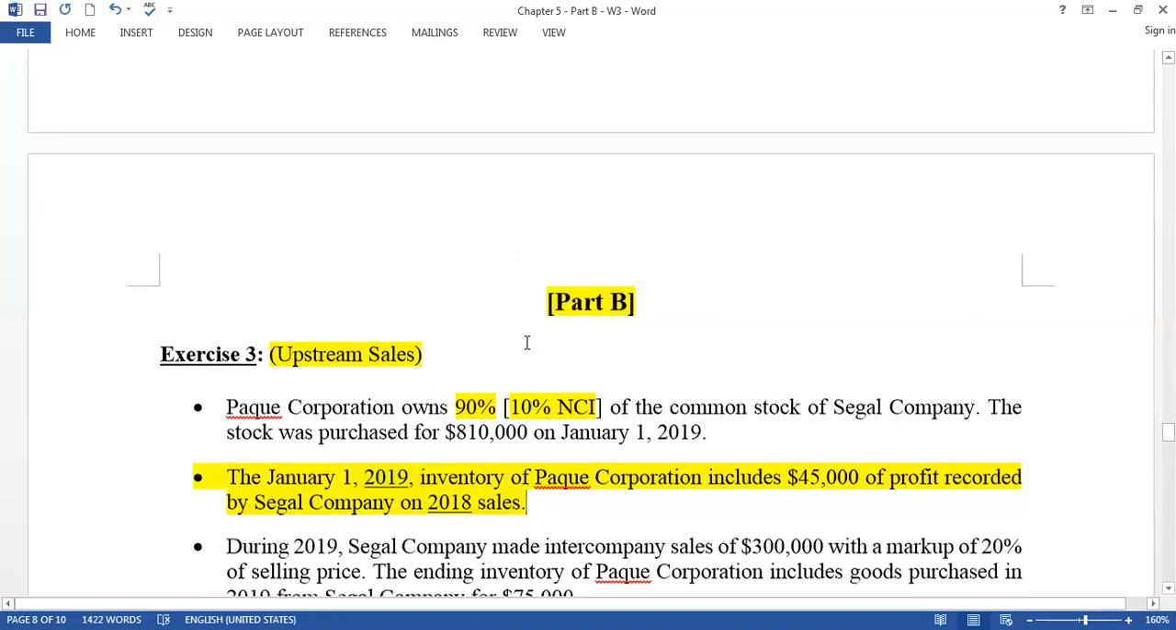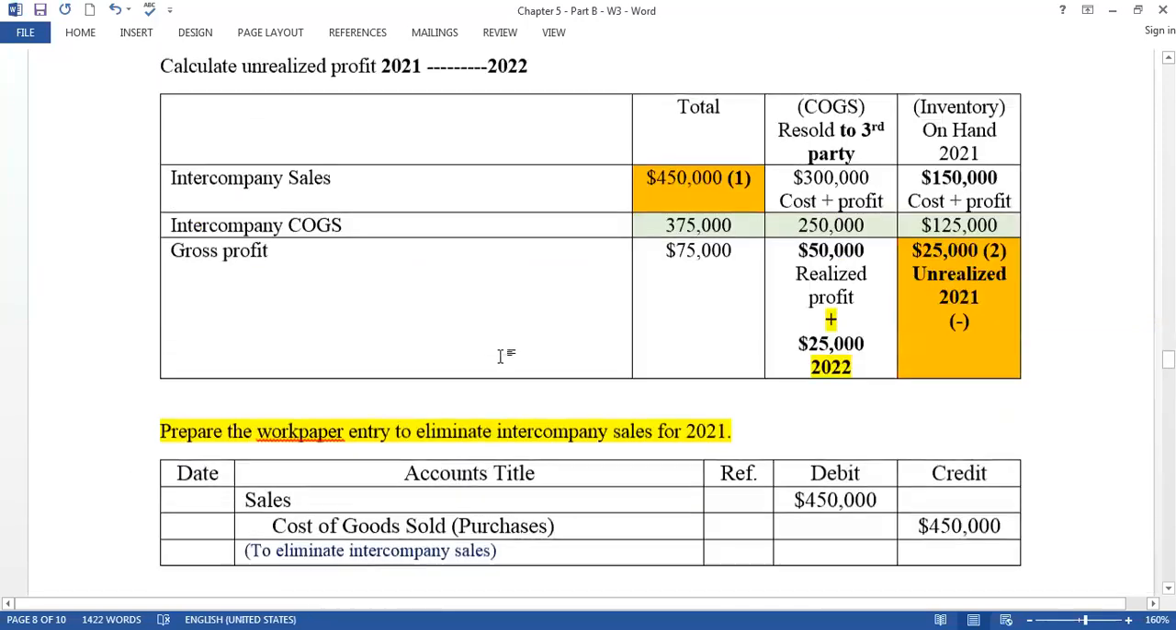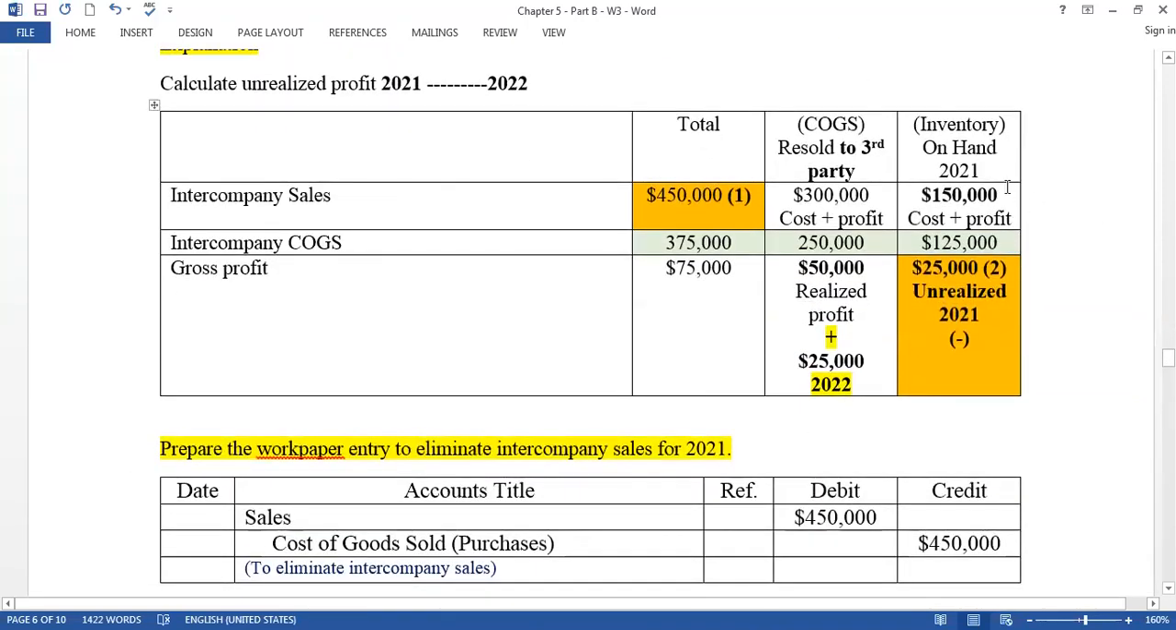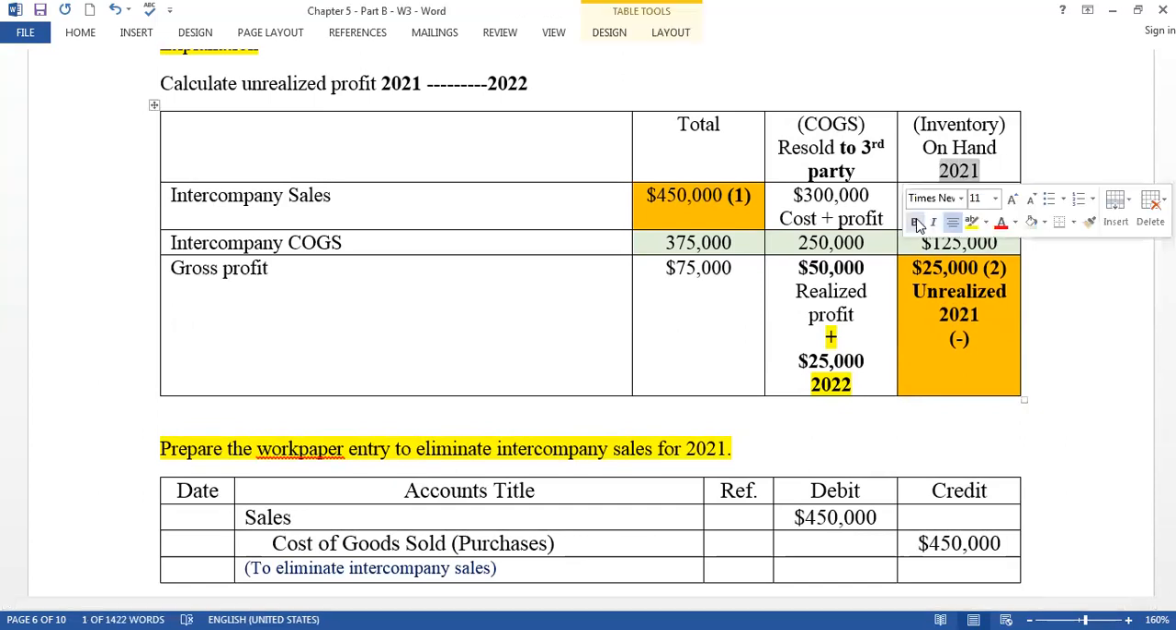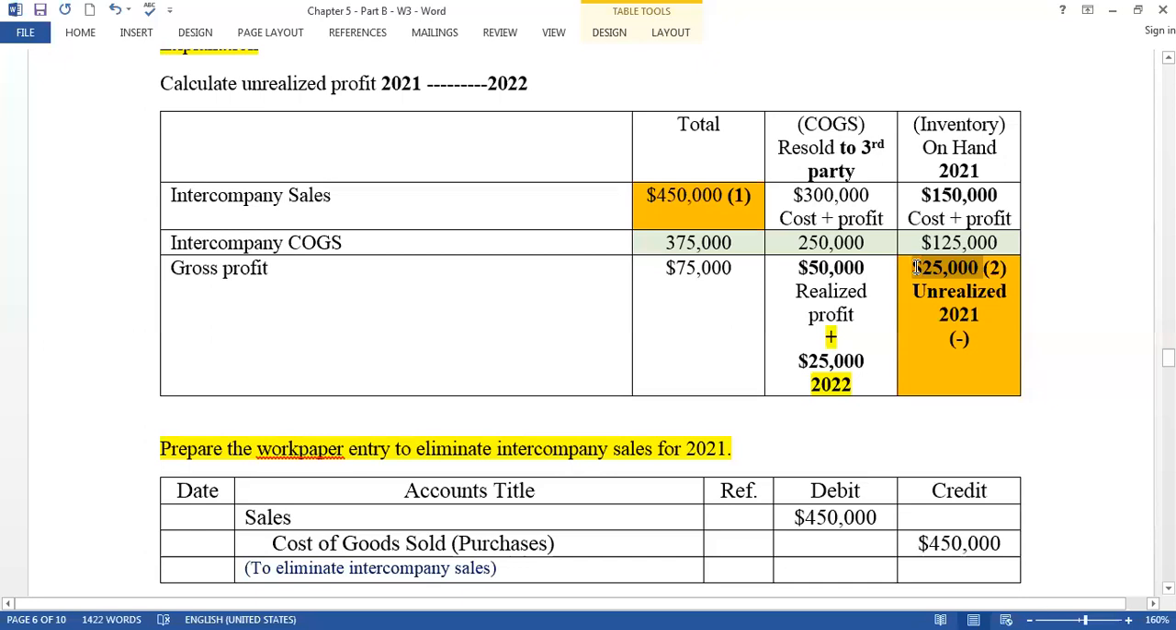So what is the meaning? The meaning is here. This is 2021 ending inventory, right? And unrealized profit was $25,000. So this one, next year we add it, right? So this is the information given in the question. The question said that previous year, unrealized profit $45,000 was related with inventory. It transferred to where? It transferred to the beginning inventory, like here.